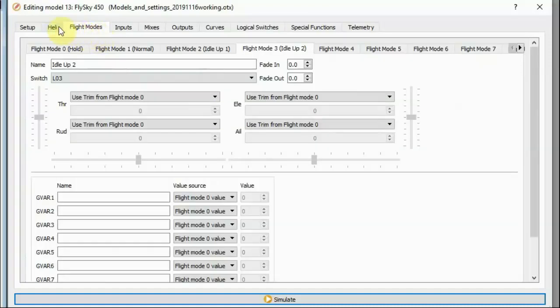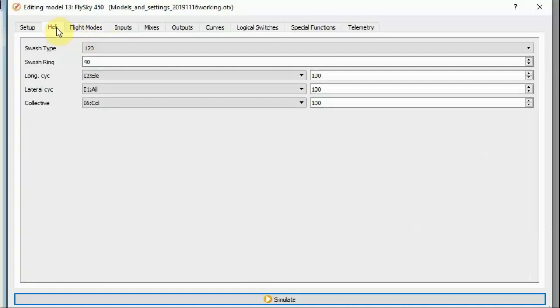What is different is that, of course, in these helicopters we use the Heli page, because that is what the Heli page in OpenTX is for. You must, of course, have the Heli page in order to do this, and if you set the No Heli option in OpenTX Companion when you download your firmware, you won't have this page.